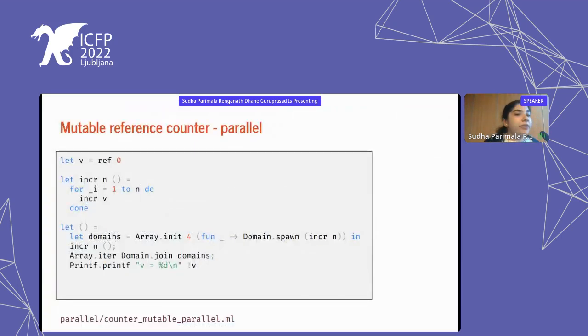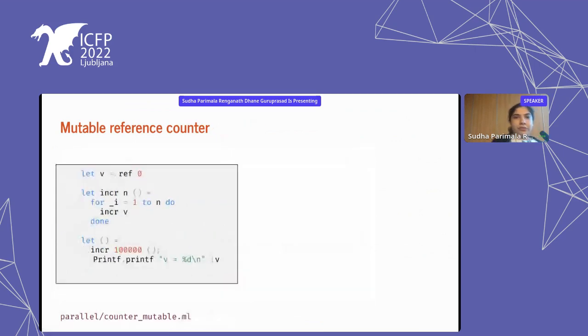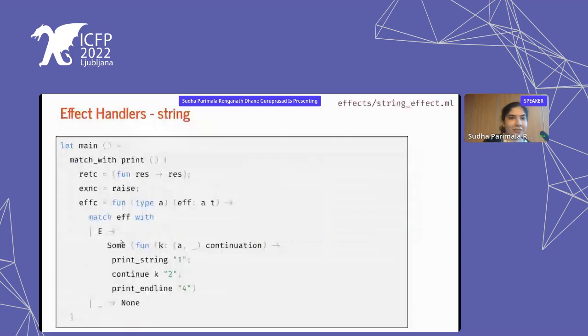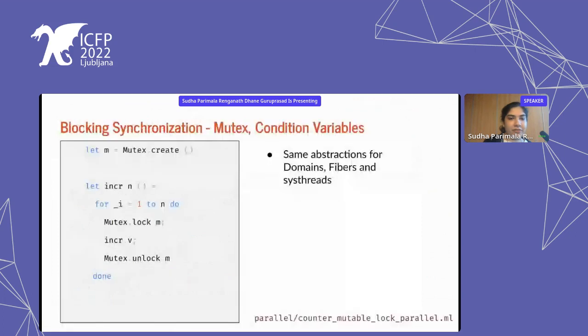To make this right, we have to make the updates thread safe. There are two ways to do it. One of them is to just put locks around your updates, which is what this one does. You just create a mutex. This increment is where the actual work happens, and this is where it could go wrong if it's not thread safe.